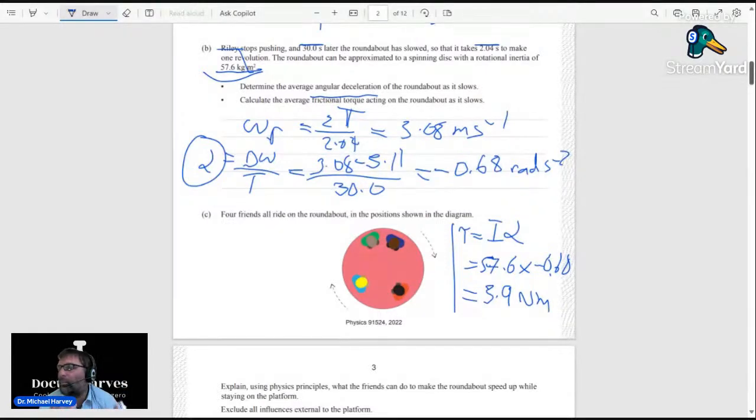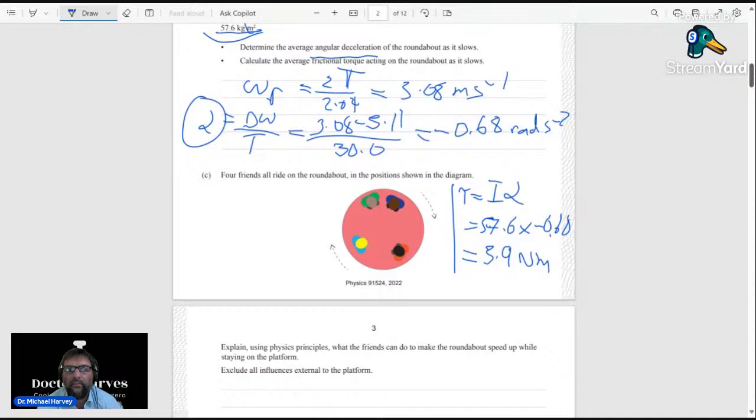So always try and break down the questions into components and see what equations fit, and that way you can move towards merits and excellence.